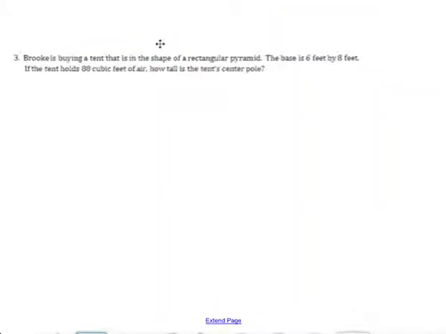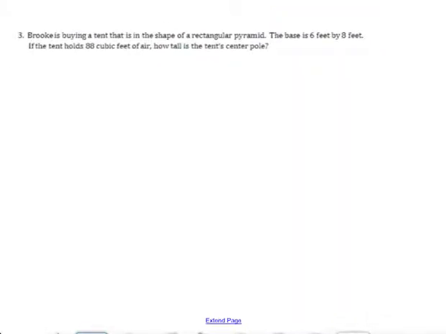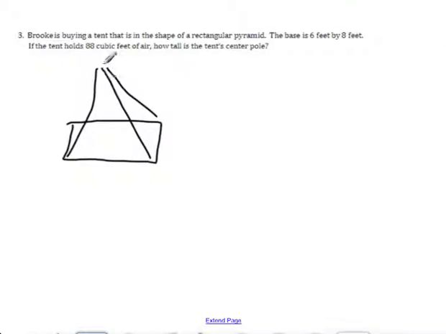Brooke is buying a tent that is in the shape of a rectangular pyramid. So that means that the base is going to be a rectangle. Okay, give you my best drawing here. All right, so the base is 6 by 8 feet. If the tent holds 88 cubic feet of air, how tall is the pole?